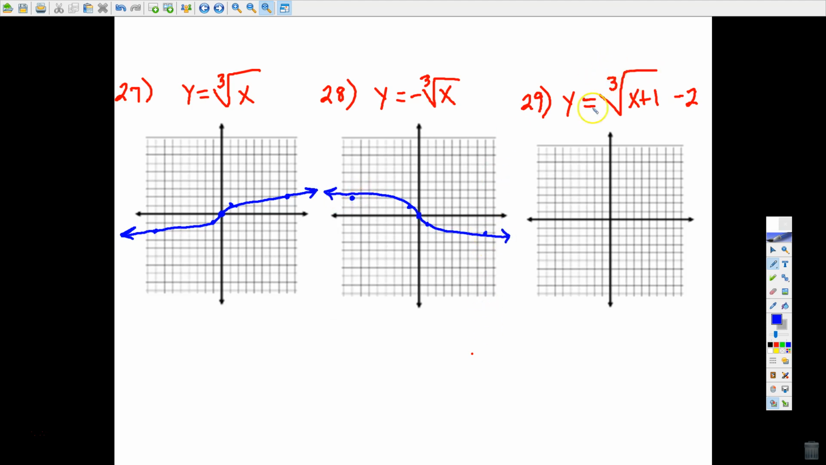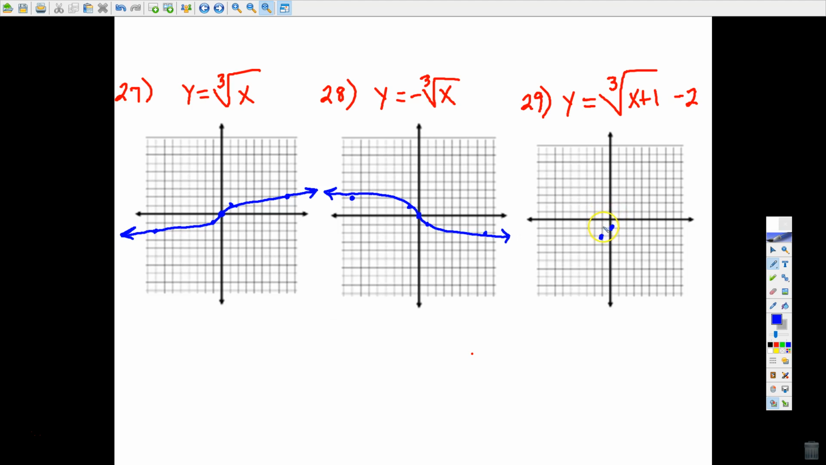And now here's a translation. Just follow your same translation rules. Start with the parent. You can start here at the origin if you like. And this means to go left 1, and the outside number means to go down 2. Just do that for every one of your parent points. So here's a point on the parent, (1, 1). Left 1, down 2.